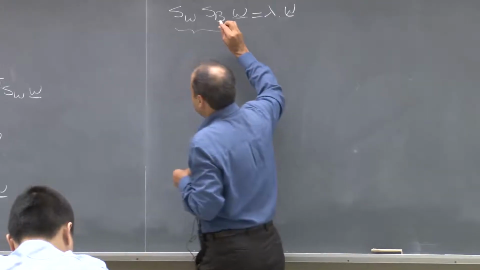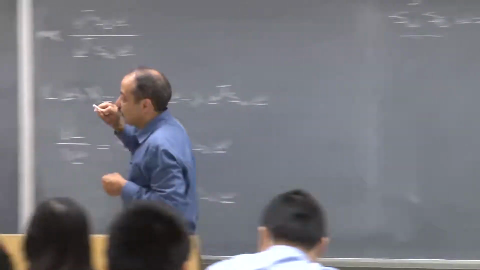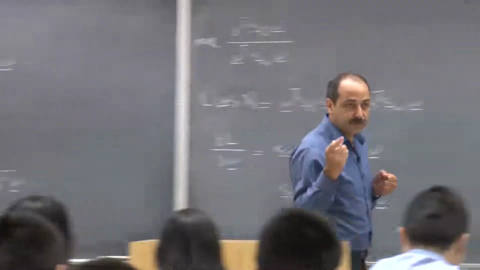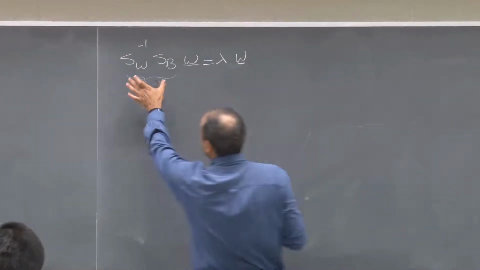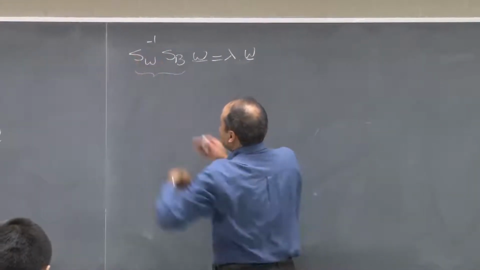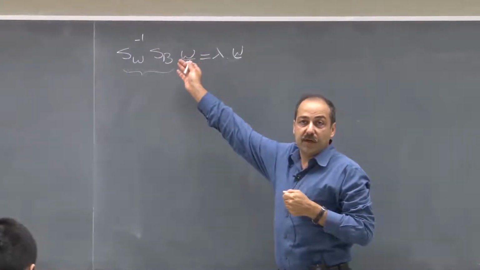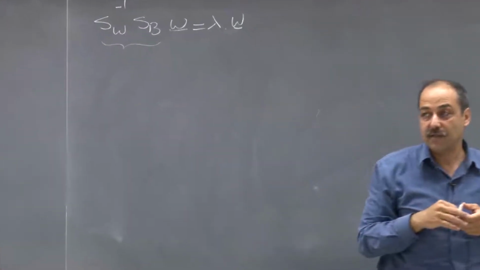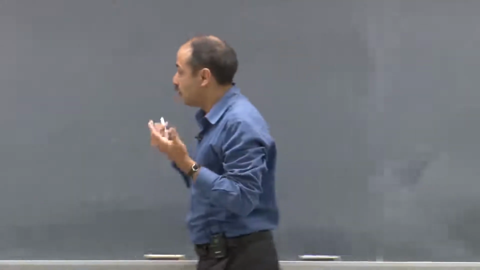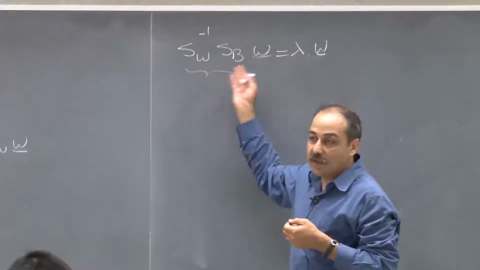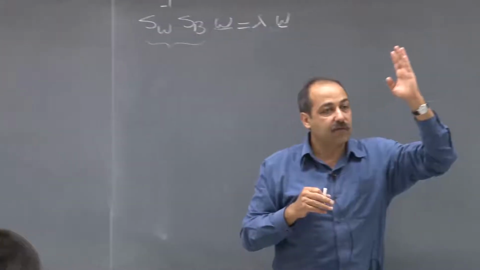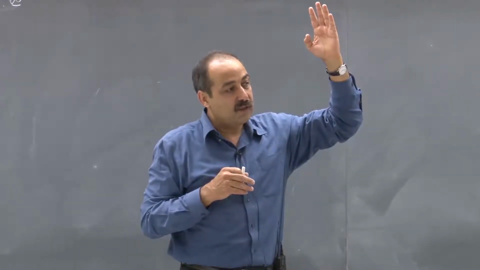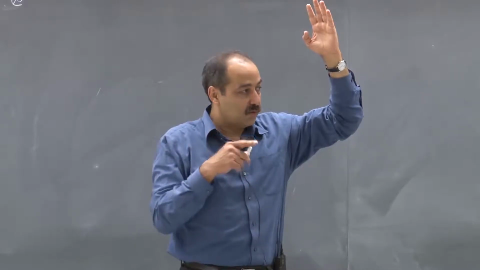I also mentioned that SB, as you can see, is a rank 1 matrix because it's a multiplication of two vectors. So it's rank 1, so the total rank of SW inverse SB would be 1. So there is only one non-zero eigenvalue and one eigenvector. So there is only one eigenvector, meaning we have only one direction for projection. So when we have two classes, we can project everything on one vector.